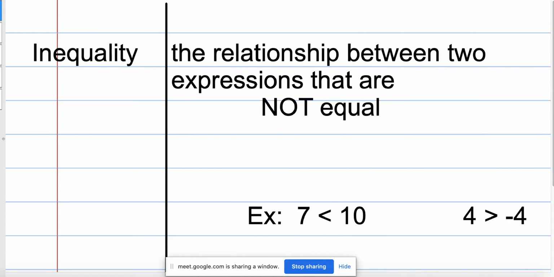So inequality: the relationship between two expressions that are not equal. An example would be 7 is less than 10, because 7 is not equal to 10. So that's an inequality. 4 is greater than negative 4. That's an inequality because it's not equal.